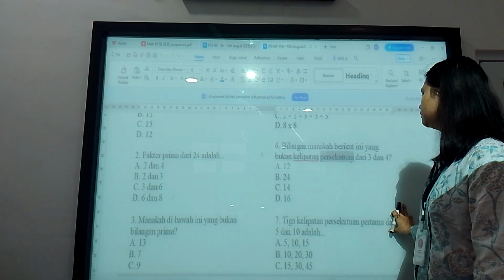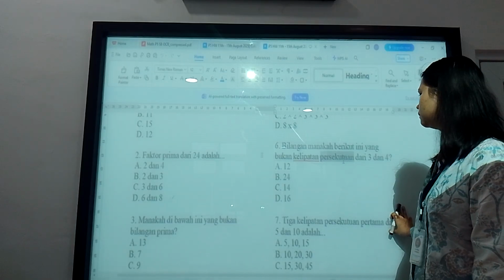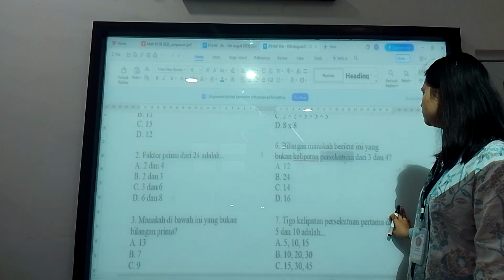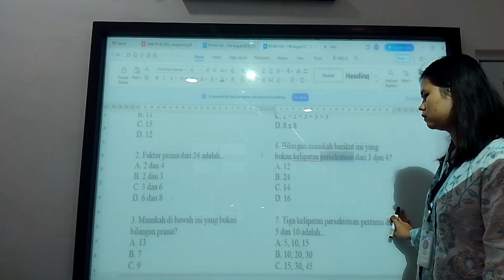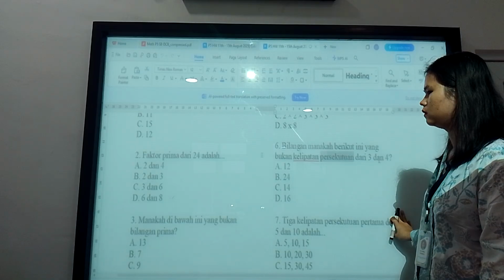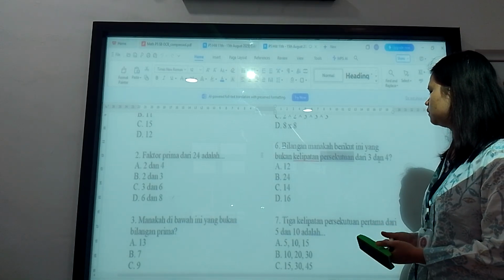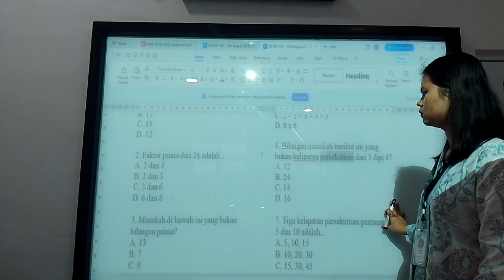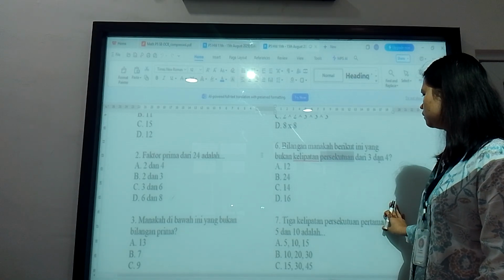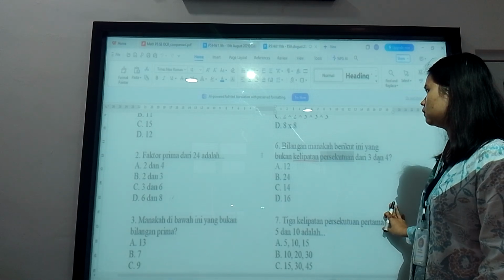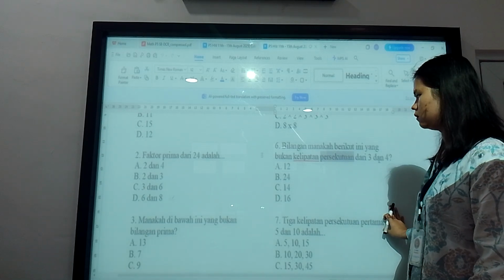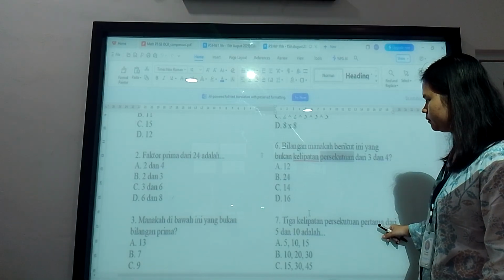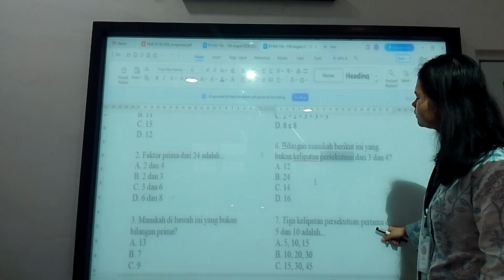Kalaupun Miss bilang ini dihapus, soalnya berarti bilangan manakah berikut ini yang bukan kelipatan dari 3 dan 4. Berarti ini tetap masih dalam bentuk kombinasi, kecuali kalau Miss bilang 3 atau 4. Atau misalnya bagian D ini bisa diganti jadi 36. Artinya 36 ini kelipatan persekutuan dari 3 dan 4. Jadi hanya ada satu opsi yang benar di sini, 14. Oke, mungkin ini bisa direvisi lagi.